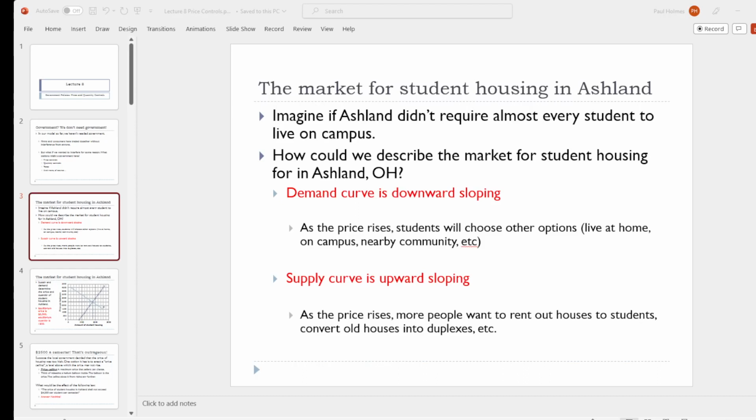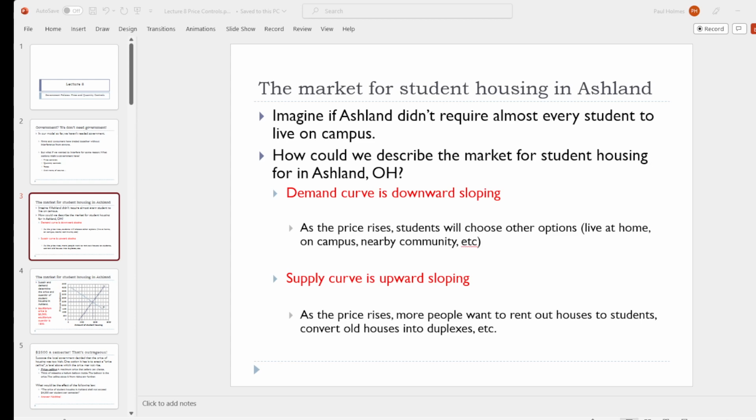To start examining price controls, we're going to look at a particular market, the market for student housing. Let's imagine that we're talking about Ashland, particularly while Ashland University requires most of its students to live on campus in dorms, etc. Let's imagine if that wasn't the case. Imagine that most students were allowed to live off campus. What would this market for student housing look like?